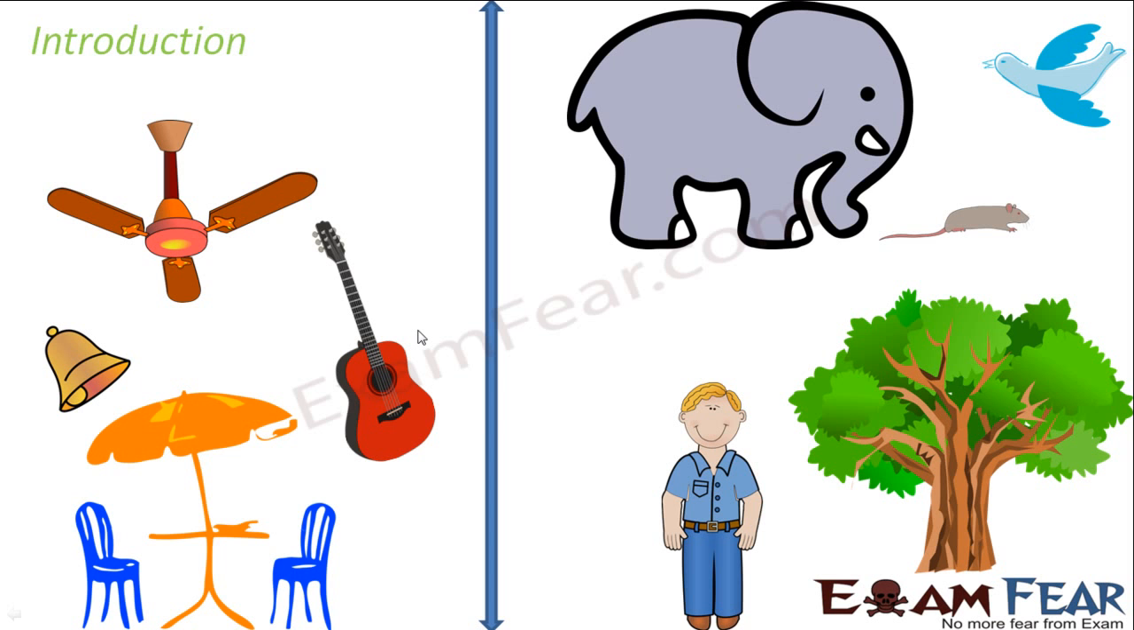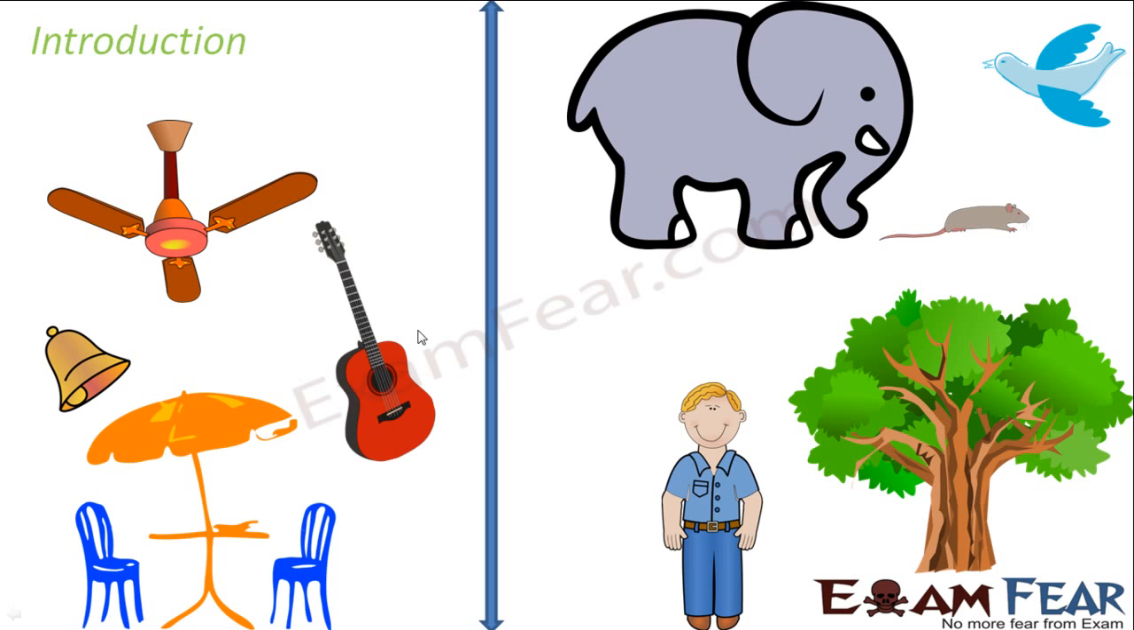Whereas on the right hand side, we have a man, elephant, rat, birds, trees, so they are all classified as living organisms, right? Now the question is, how do we actually distinguish which organism is living and which is non-living? If we compare a man with a guitar, what are the signs which tell us that man is a living being whereas a guitar is a non-living thing?